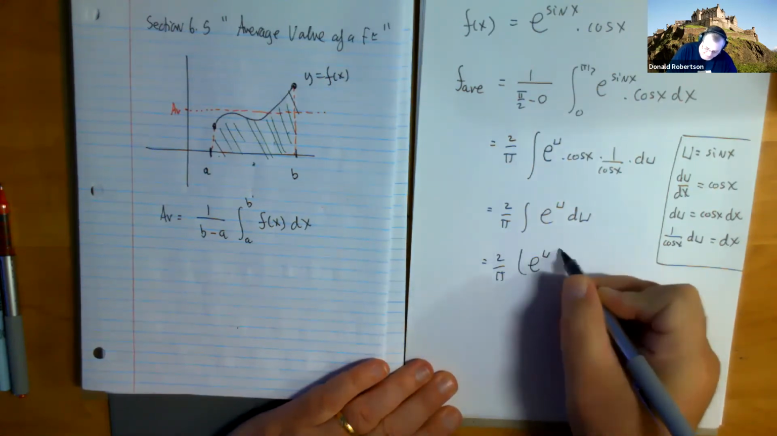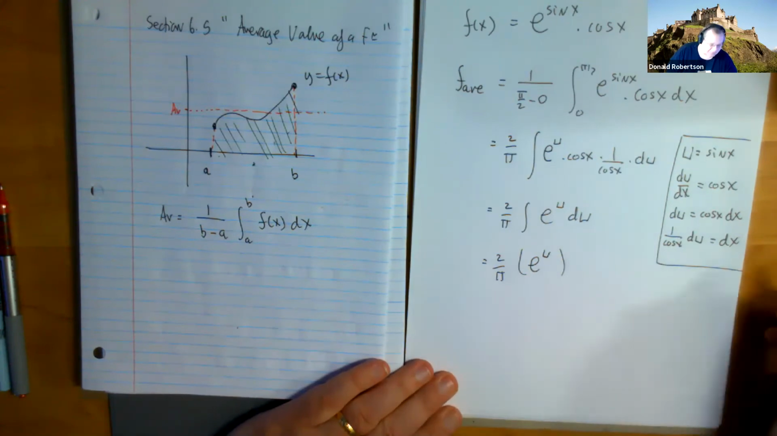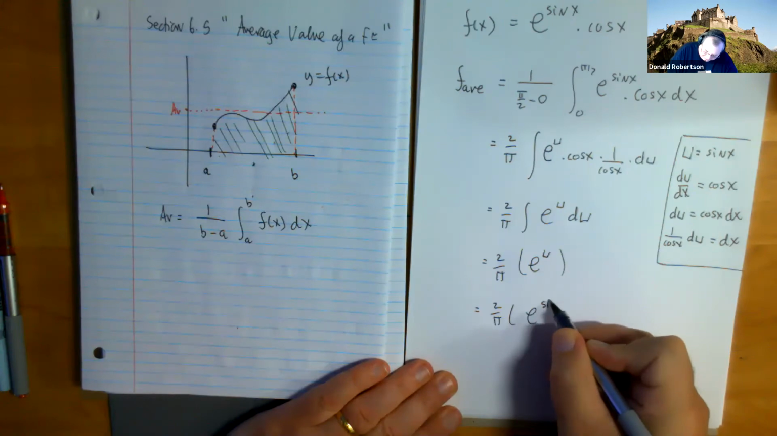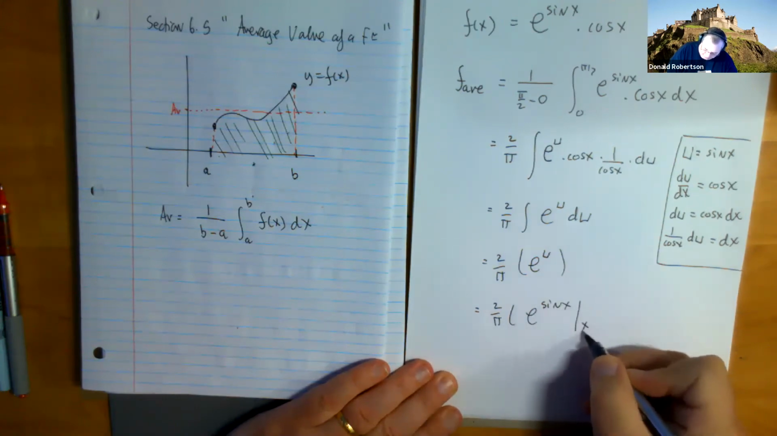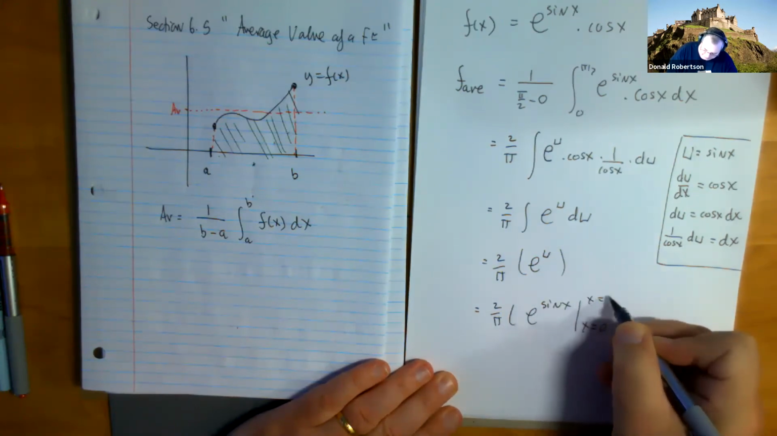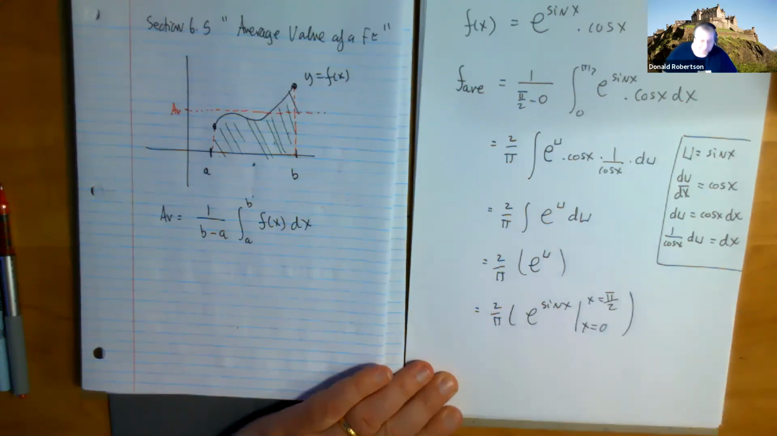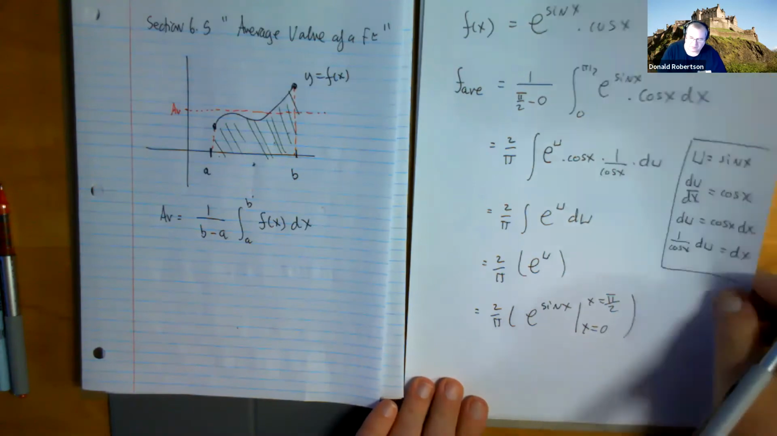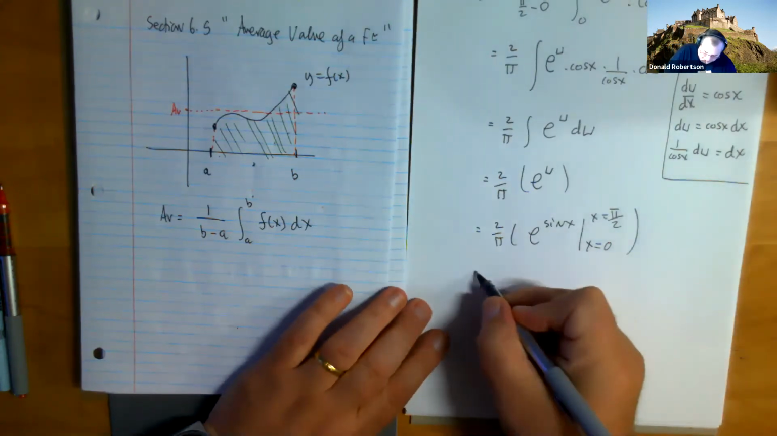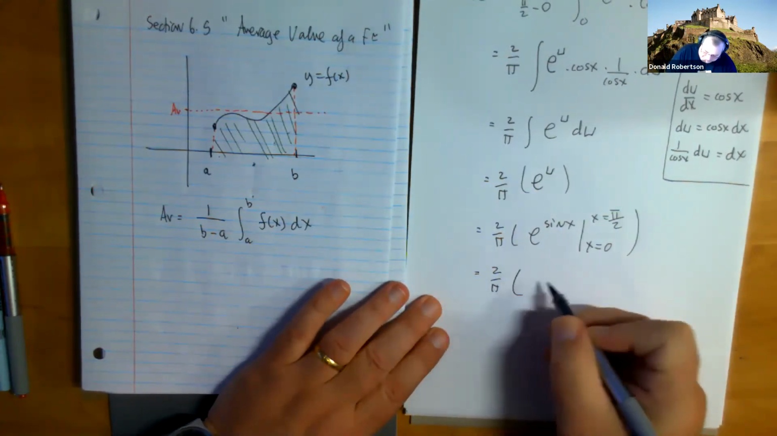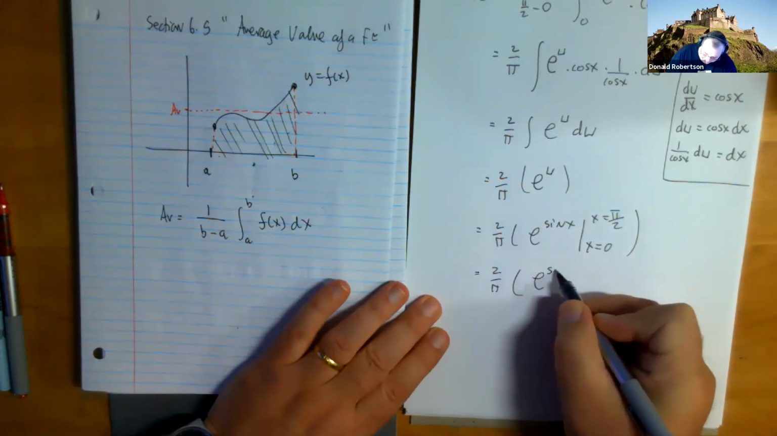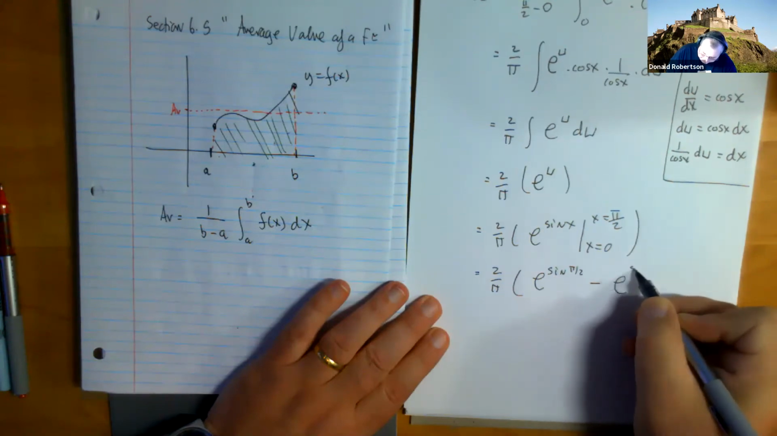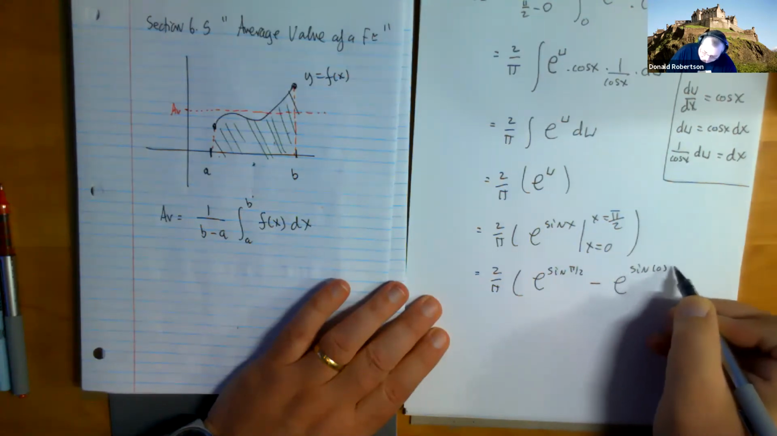Antiderivative. e to the u is still e to the u. Convert back to the original so that we can evaluate it at 0 and pi upon 2. So what we got? We have e to the sine of pi upon 2, take away e to the sine of 0.